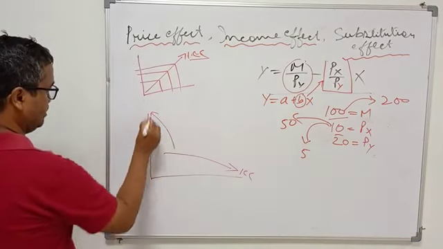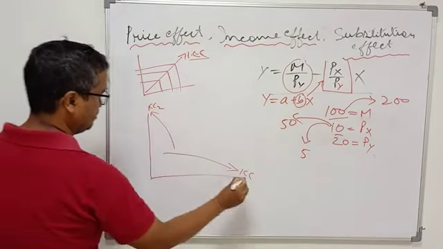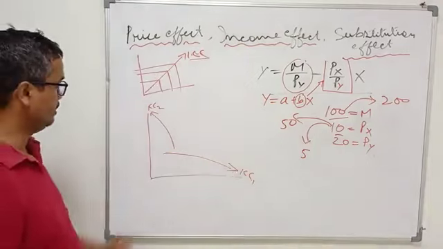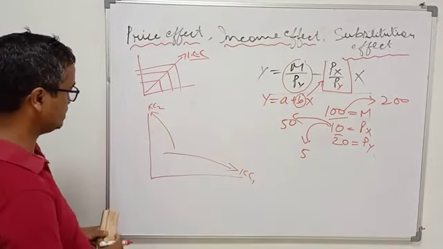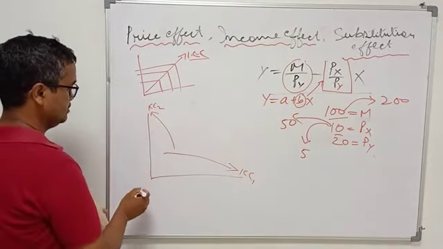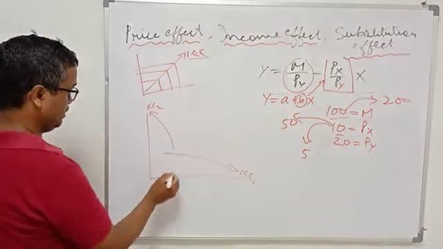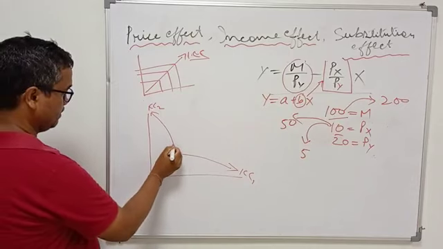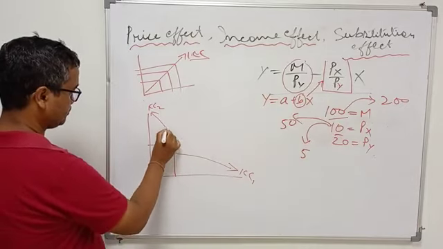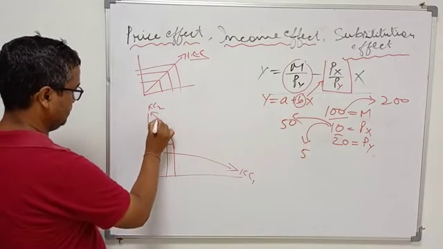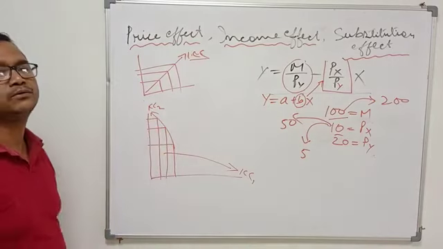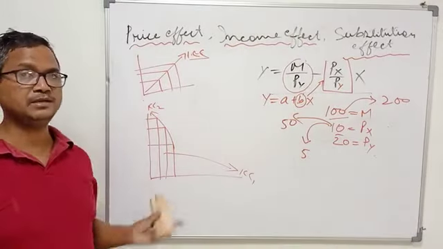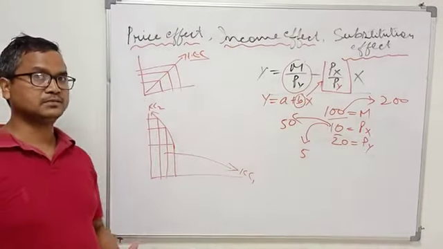What does it mean? If this is ICC 2, your income consumption curve, and here ICC 1 is the income consumption curve. If this is the income consumption curve, what does it mean? With the increase in the level of your income, you are reducing the consumption of X good and you are increasing the consumption of Y good. So depending upon the shape of the income consumption curve, you can say.